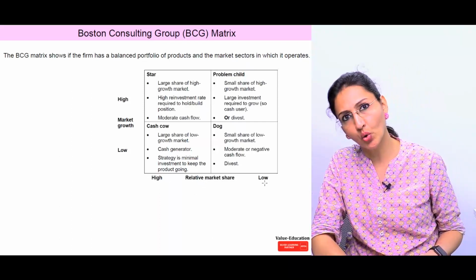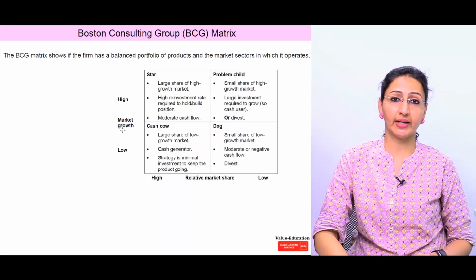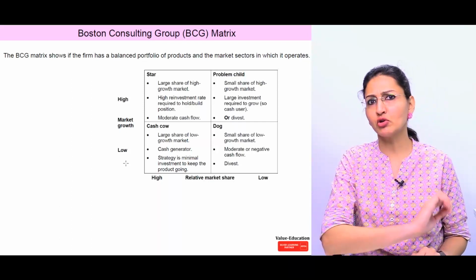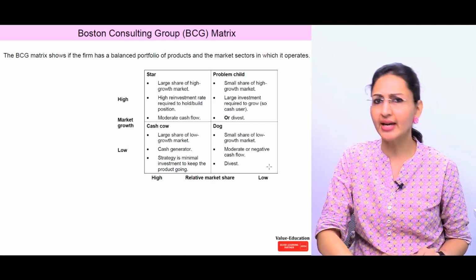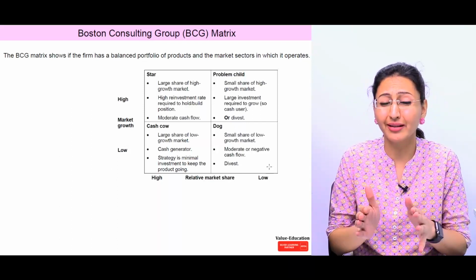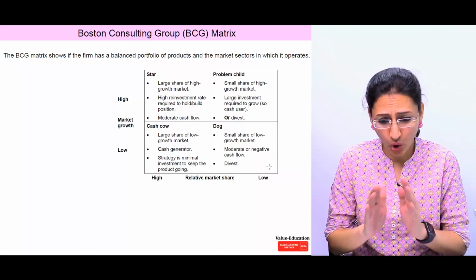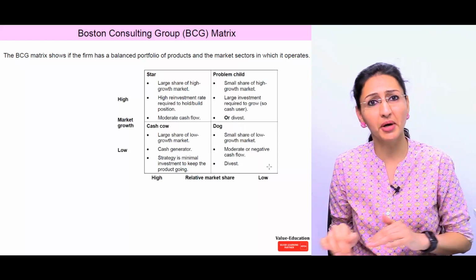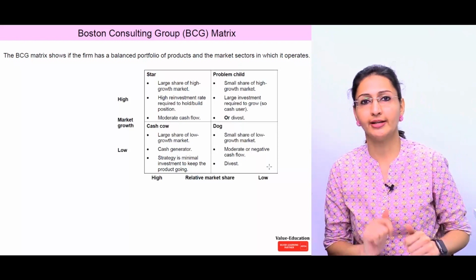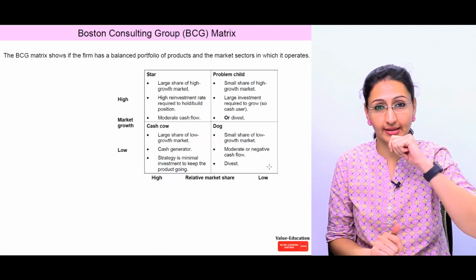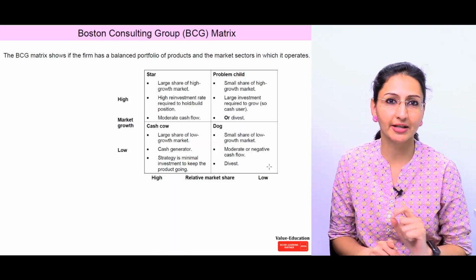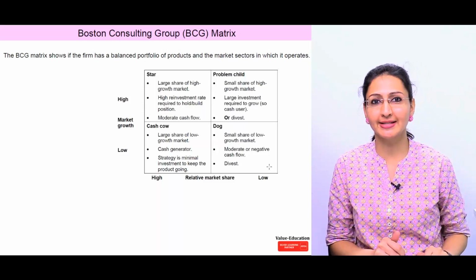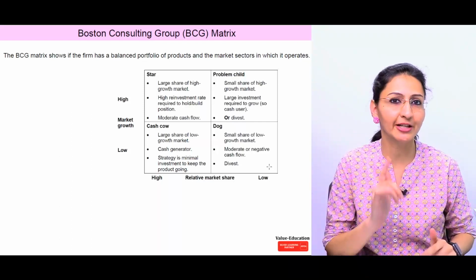Market share is low, but market growth rate is quite high. Dogs: their market growth is also low and their market share is also low. That means dogs are really loss making. Neither do they have future growth which can happen, nor do they have current market share. Problem child: growth is expected, but currently they do not have a good market share. Stars: they have good growth prospects, and currently they also have good market share.